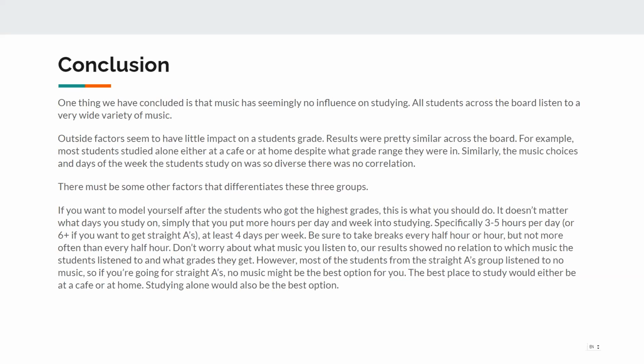Also, be sure to take breaks every half hour or hour, but not more often than every half hour. The only group that took breaks more often than every half hour was the group who got the lowest grades. Also, don't worry about what music you listen to, because our results show no relation between which music the students listen to and what grades they got.